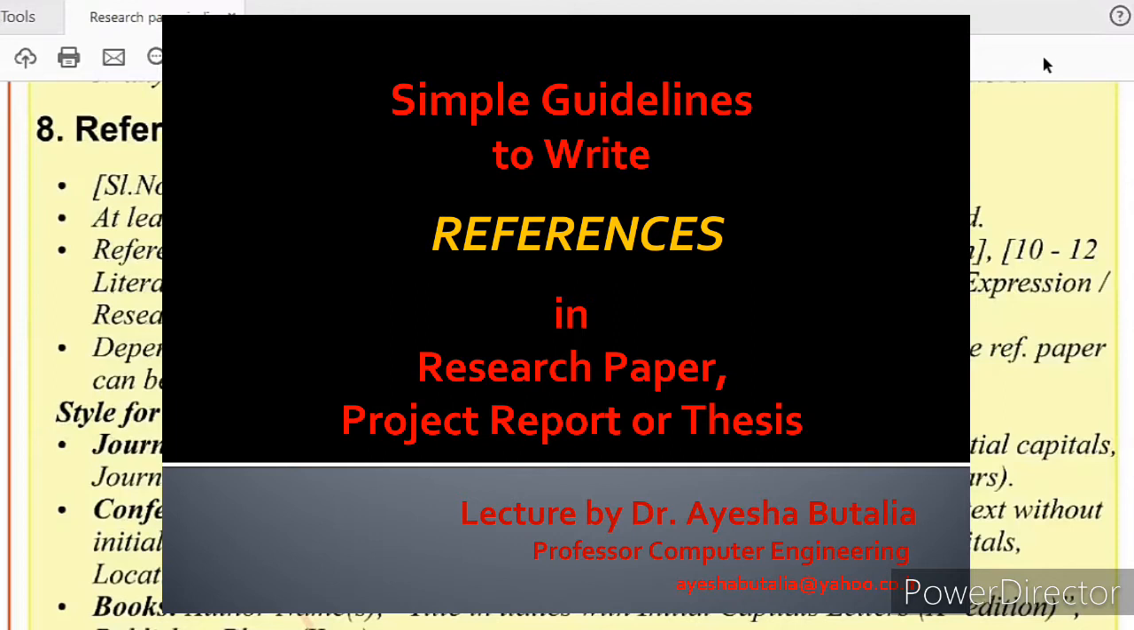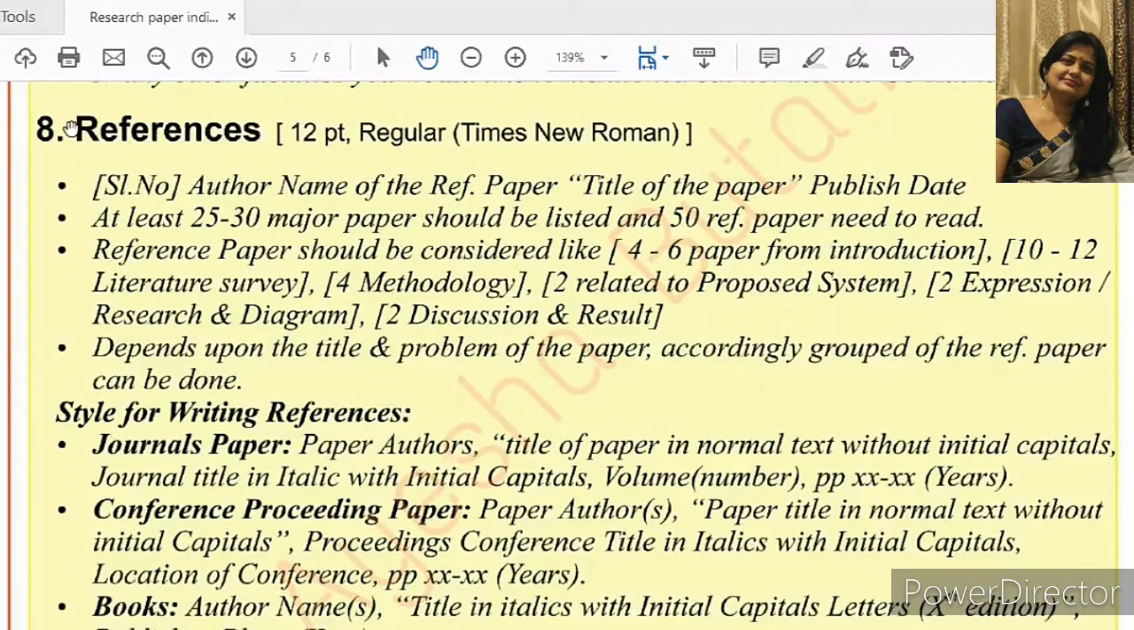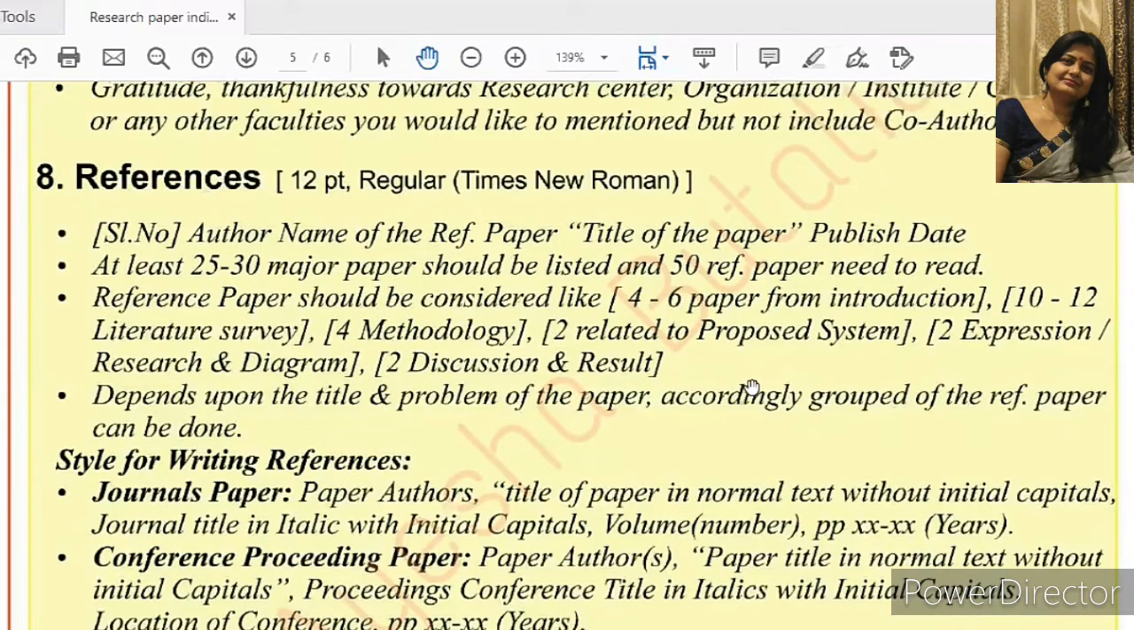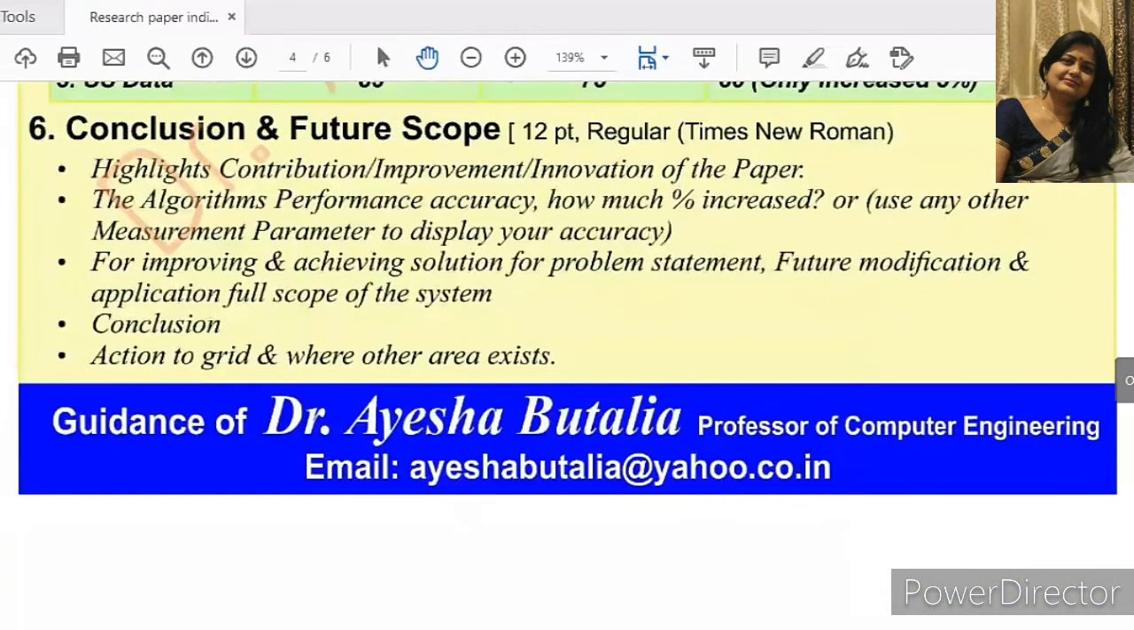Today's topic is how to write references in a research paper or in a project report, an analysis report of any undergraduate project report, postgraduate, or even a PhD thesis. This references section is very important. Most of the time it is neglected by research scholars, but for a beginner it is very necessary to understand that it's a very important topic. So we will be covering how to write the references in today's presentation.